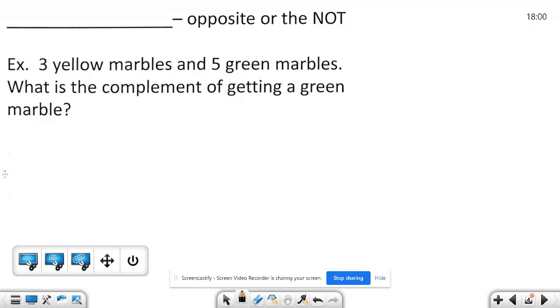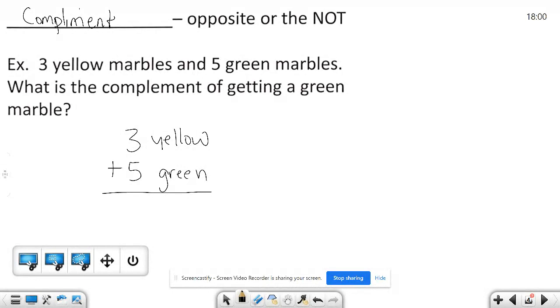All right. Then we've got something called complement. So a complement is the other. It's the thing that we're not asking for. So just an example of that. There are 3 yellow marbles. There are 5 green marbles. And with probability, I have to write everything down because it's just easier for me to see it once I've written it down. So there are 3 yellow, there are 5 green marbles.